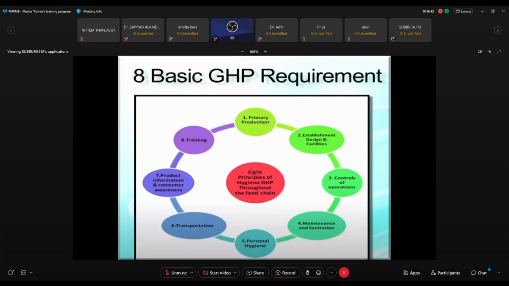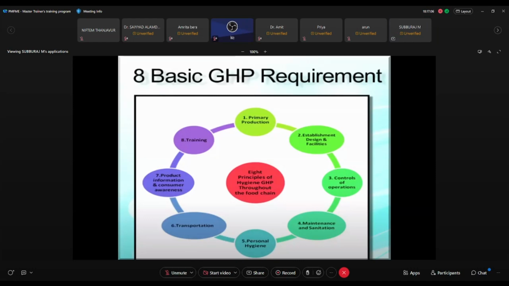There is a possibility of high levels of contamination here and there. All the people are moving from here to there and there to here. That is not right. If you would like to do it, then everything should be separated and it should be very perfect. There should be no cross contamination between the things. So that is very, very important: establishment, design and facilities.